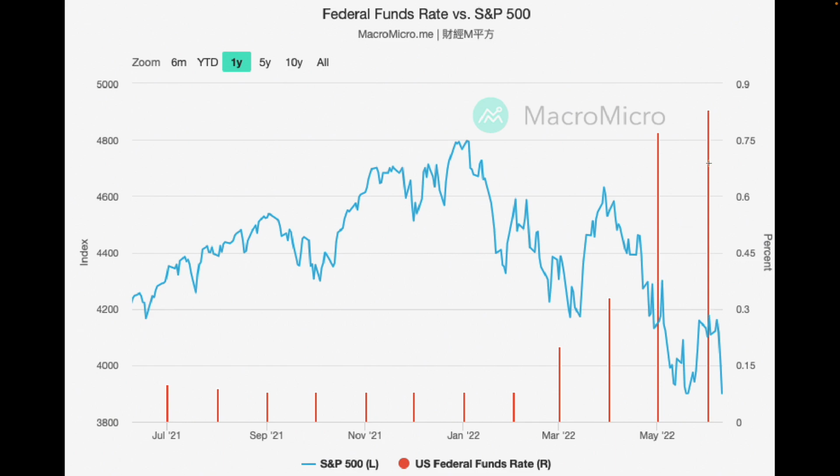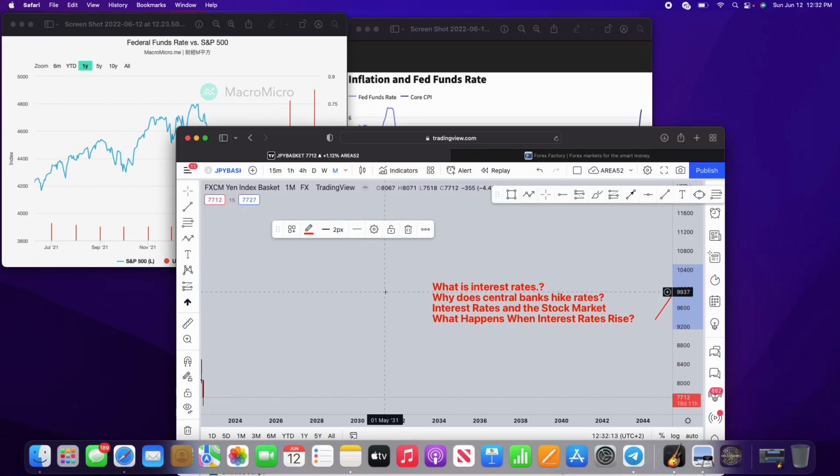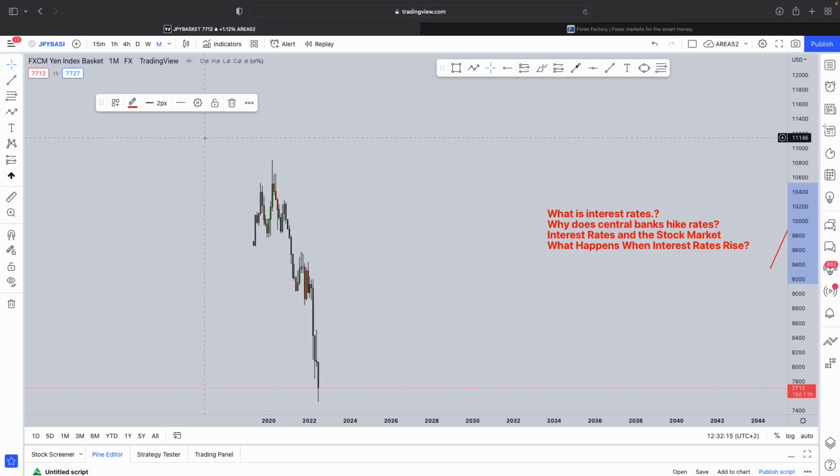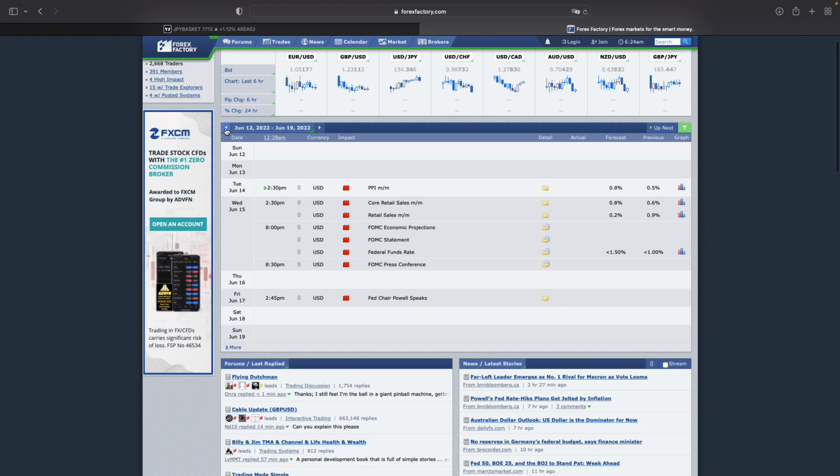Then you can see this is based off last month, and every time the Federal Reserve hiked the interest rates, the stock market tends to dip. But when the interest rates are low, the stock market tends to go up. And the reason for that is that low interest rates tend to encourage consumers to spend more. And that's why we look at the CPI data to measure inflation.